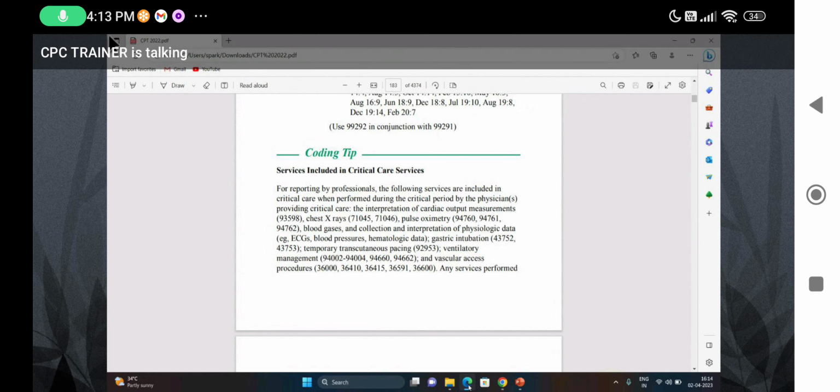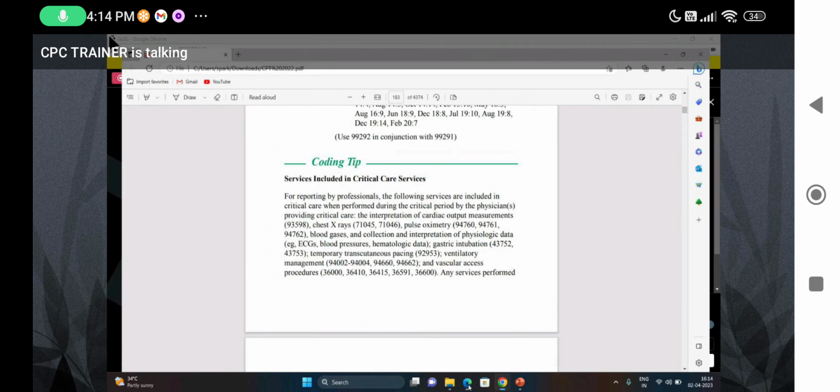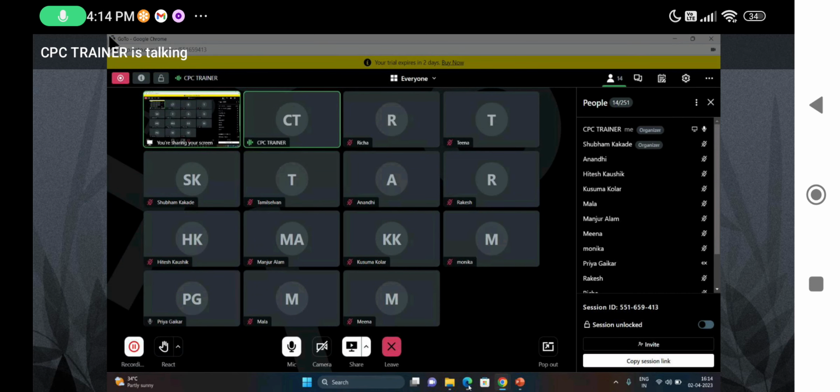So these are all the included services. If the provider performs critical care service along with any one of these services, you code only the critical care. Don't code the service separately. That's all, guys. So this is for critical care. You guys will have one or two questions from critical care. Hereafter, whatever we discuss is very minimal, guys. It's an easy topic only.